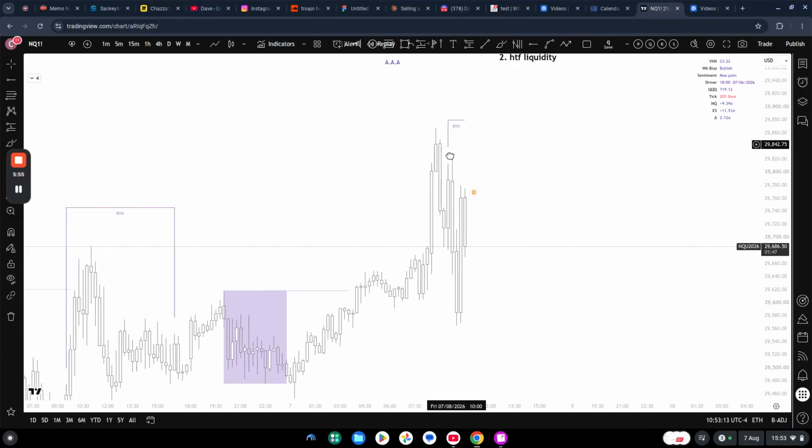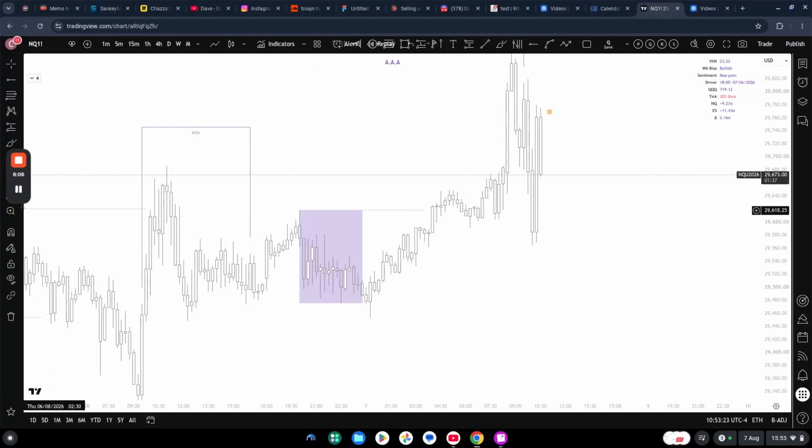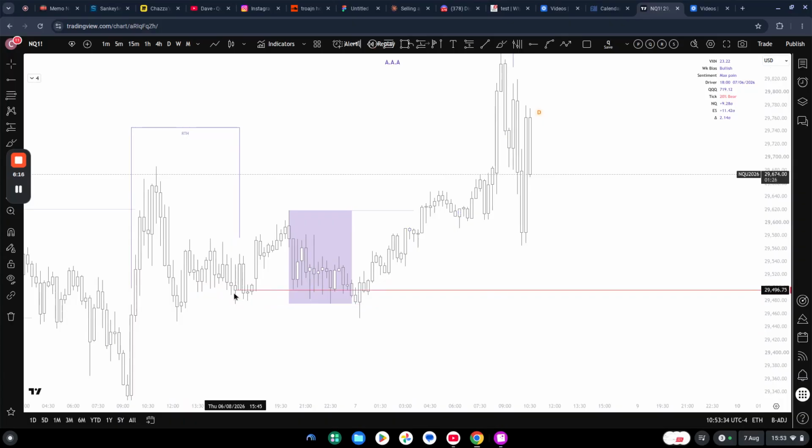Here we go. Equal highs and equal lows. Lows are so good. Engineered liquidity, as you can see here. We create a bunch of lows here, a bunch of lows down here. Look, they get taken out, and a bunch of highs as well get taken out.